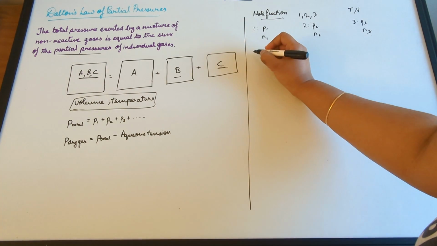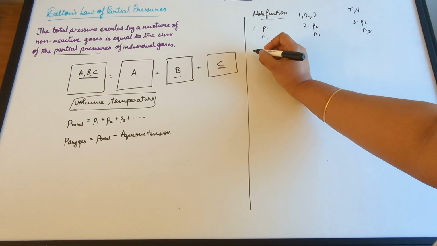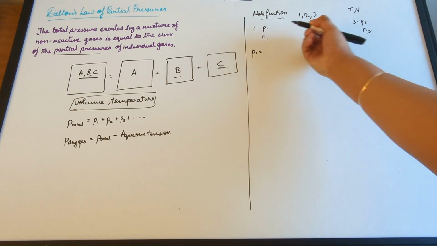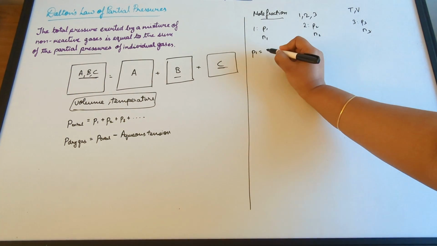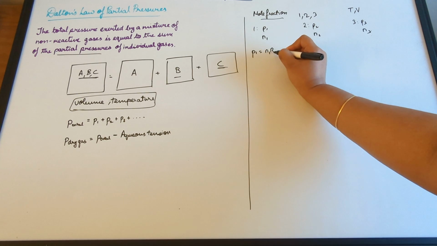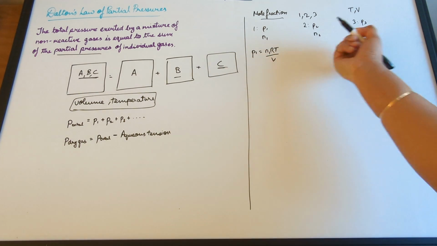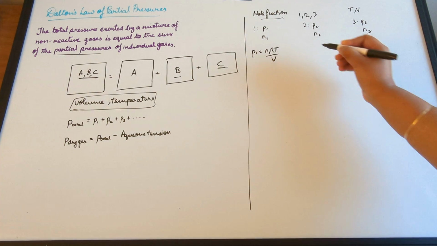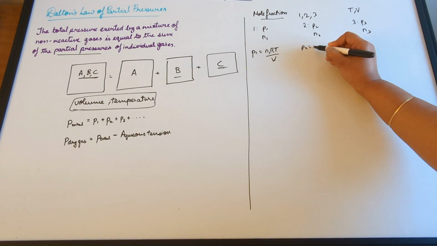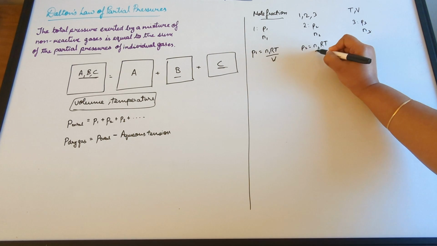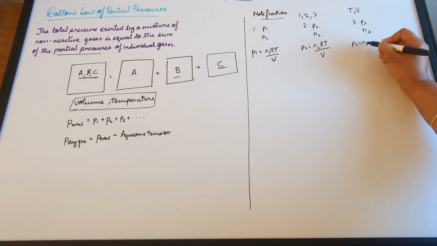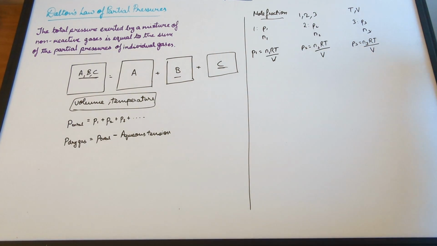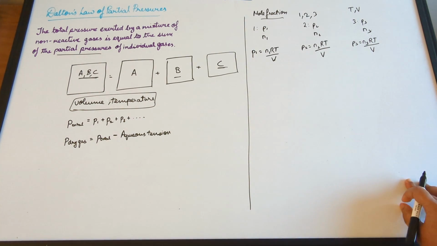So we know, based on the ideal gas equation, PV is nRT, right? So P1 will be N1RT by V. Next, P2 will be equal to N2RT by V, right? And P3 equals N3RT by V. Right. So we have 3 pressures, partial pressures.